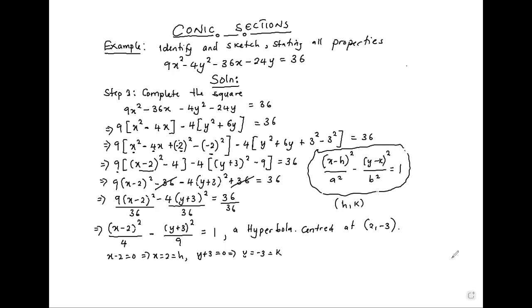Okay, so when sketching the hyperbola, what do we need? Okay, so we need the following. So to sketch the hyperbola, we need, one, the center. We already mentioned the center, we said it is what? It's 2 comma negative 3. That's the first thing.